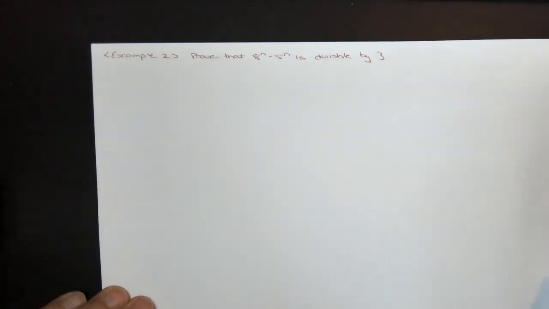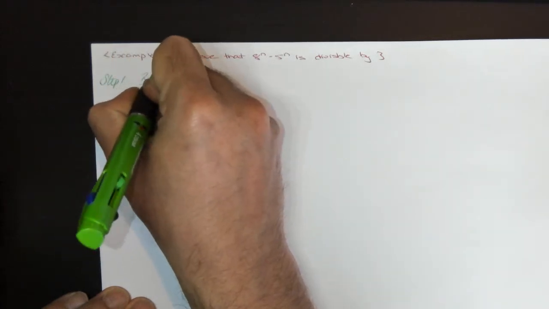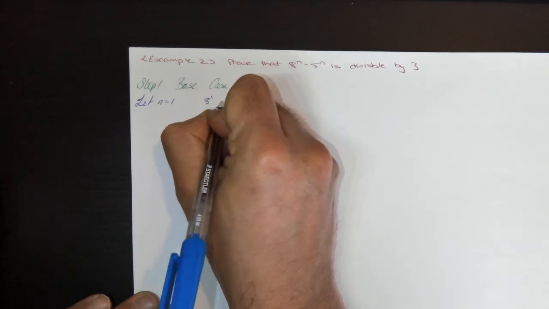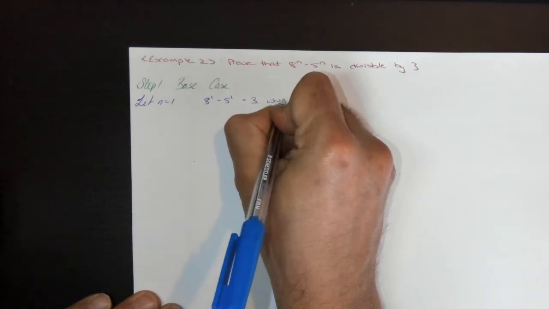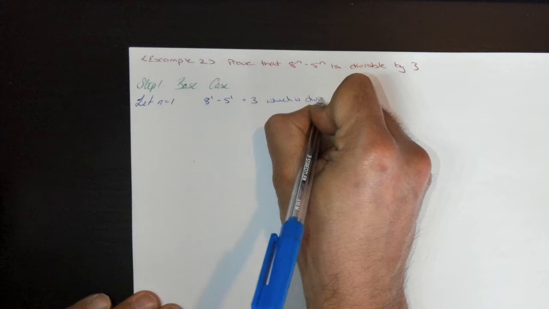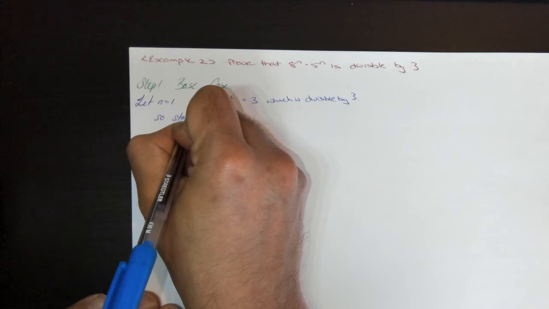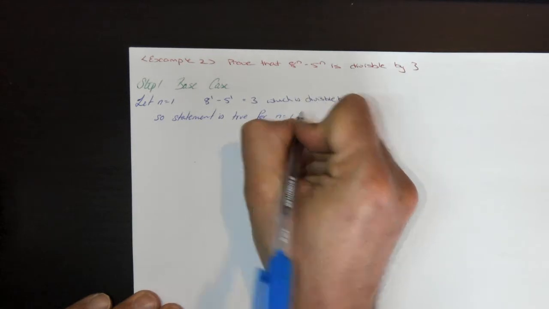Okay, example 2. We want to prove that 8^n minus 5^n is divisible by 3. So once again, step 1 is the base case. So we're going to let n equals 1, so we get 8 to the power of 1 minus 5 to the power of 1 is 3, which is divisible by 3. So the statement is true for n equals 1.